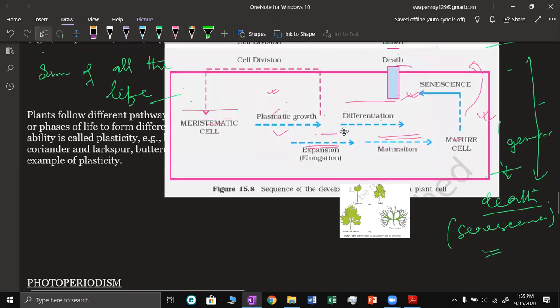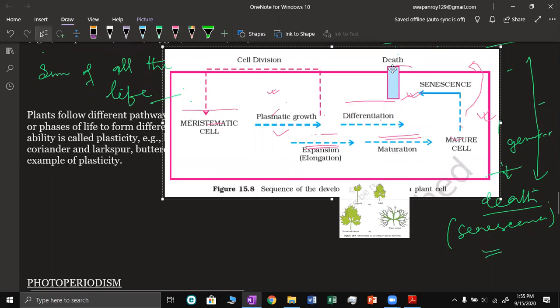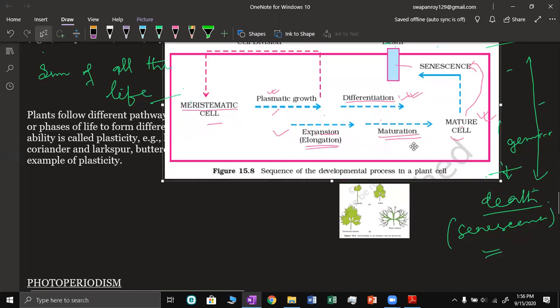Okay, death takes place, and sometimes the meristematic cell does not go for differentiation, but they again divide. So this is the meristematic cell, with plasmatic growth, protoplasm is produced, and again it goes for cell division. Okay, this can be continued, or the growth can take place.